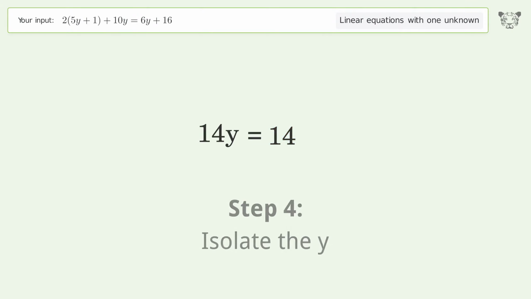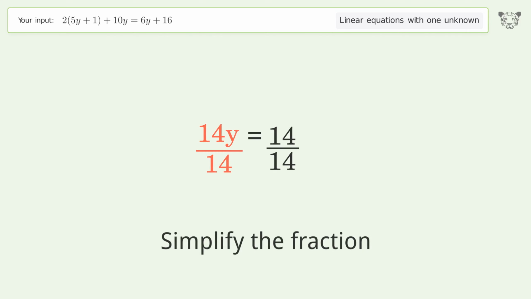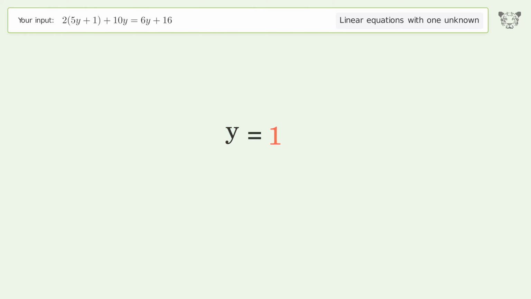Isolate the y. Divide both sides by 14. Simplify the fraction. And so the final result is y equals 1.